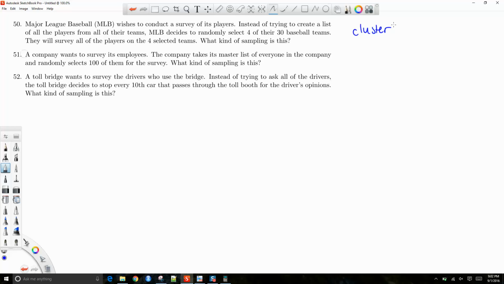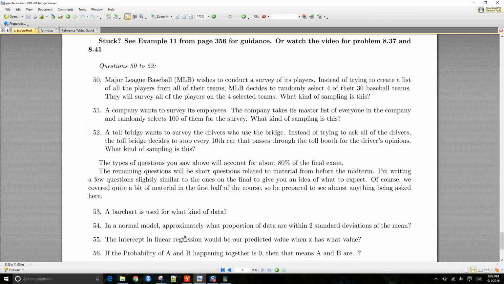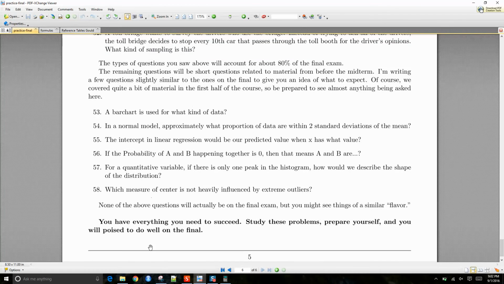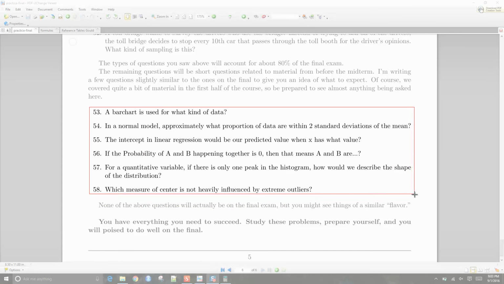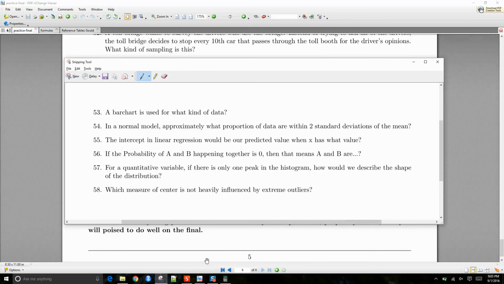Okay. A company wants to survey its employees. They take its master list of everyone, randomly select 100 of them for the survey. What's that? Simple random sampling. And then lastly, we've got a toll bridge. Survey the drivers. Instead of trying to ask all the drivers, they're going to stop every 10th driver. So that's systematic. Okay. Great. Okay, and then you've got a handful of non-calculation, definition and conceptual questions here.